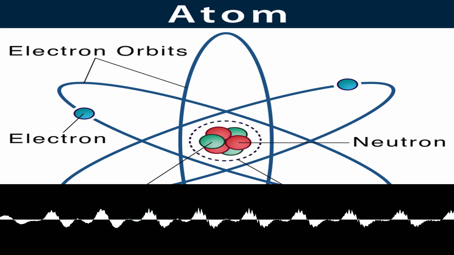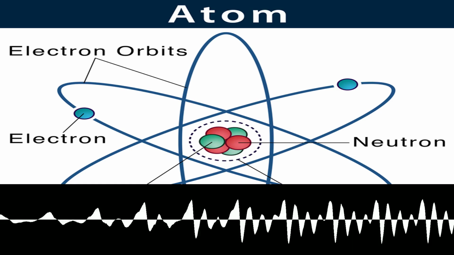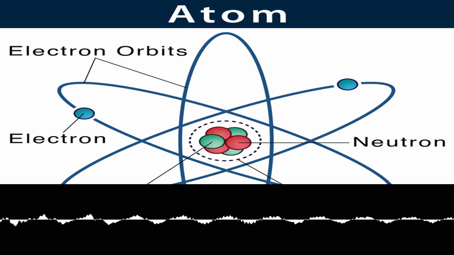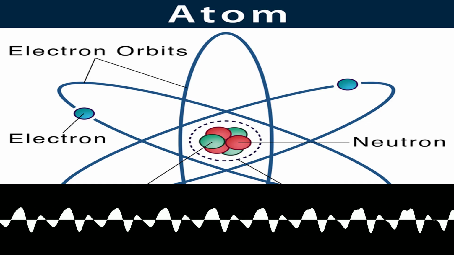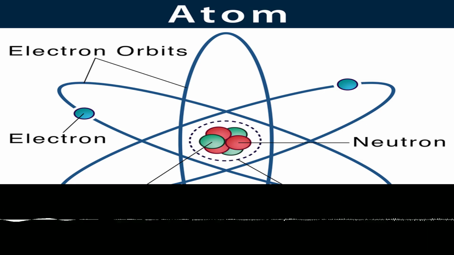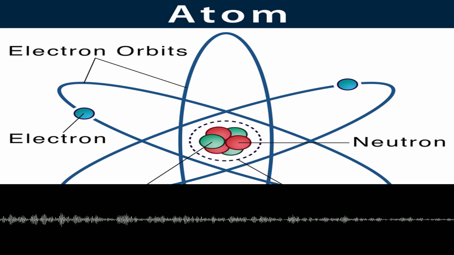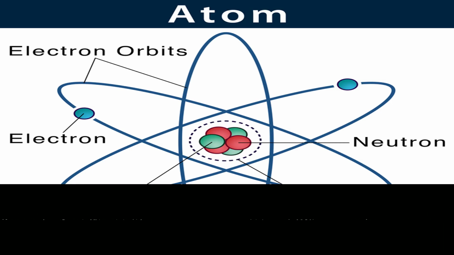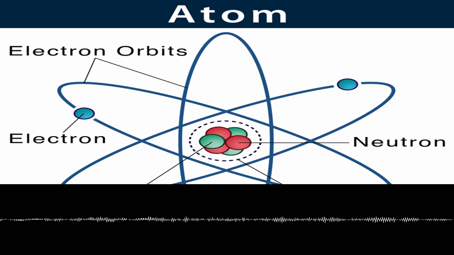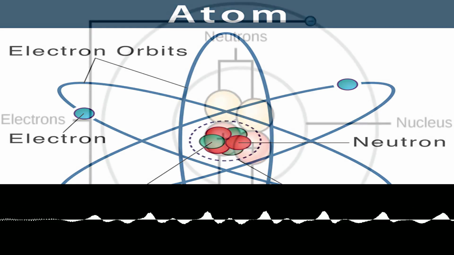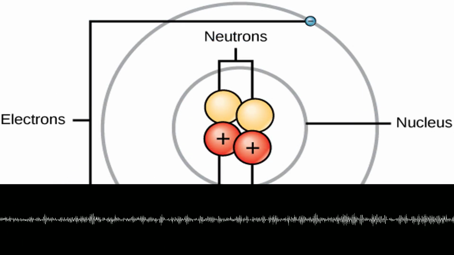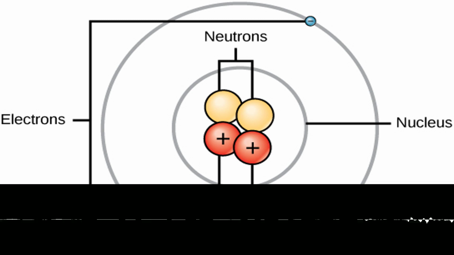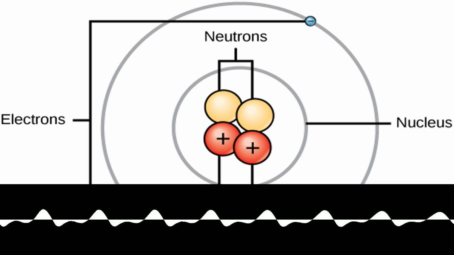Rutherford, grappling with these incongruities, formulated a radical alternative, the nuclear model of the atom. This model proposed that the majority of an atom's mass, along with all of its positive charge, resided in a minute, dense core at the atom's center, termed the nucleus. The negatively charged electrons, conversely, were imagined to orbit this nucleus at a considerable distance, akin to planets revolving around a star. This model, while seemingly simple, held the key to explaining the enigmatic scattering patterns observed in the gold foil experiment.